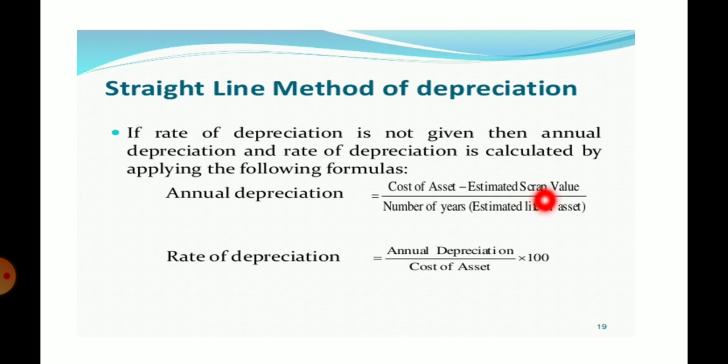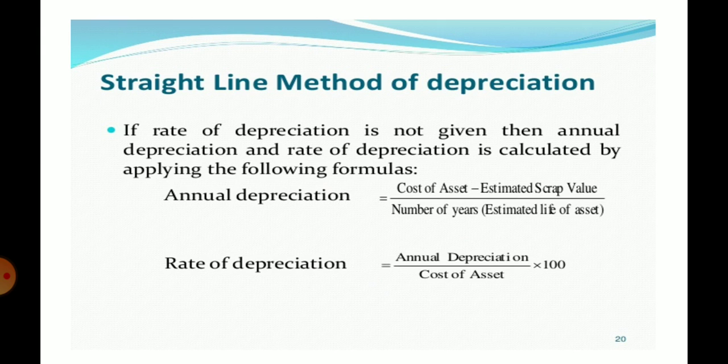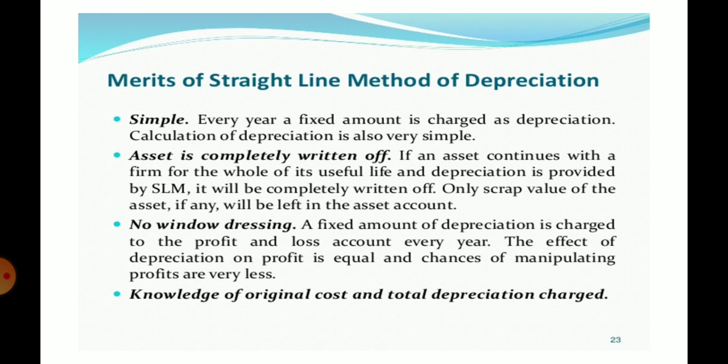Estimated scrap value will be given in your question. The scrap value is the last value or residual value of the asset after charging the depreciation, and the number of years, the estimated life of the asset, is also given in your question. Now, the rate of depreciation is annual depreciation divided by cost of asset, into 100. Right? So, this is the method of calculating depreciation if no rate is given.